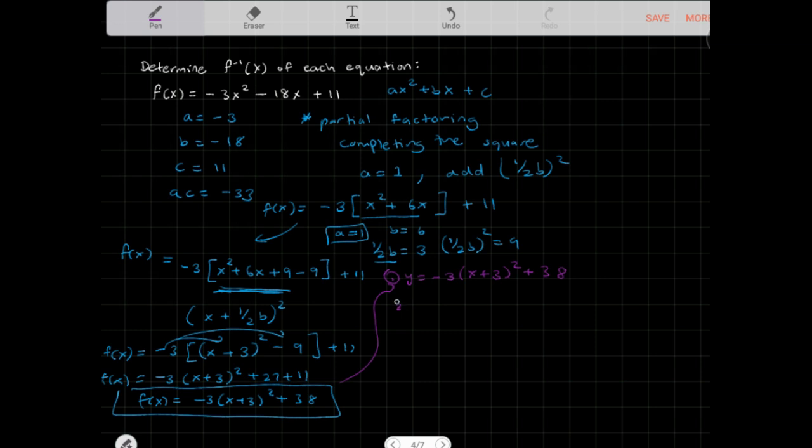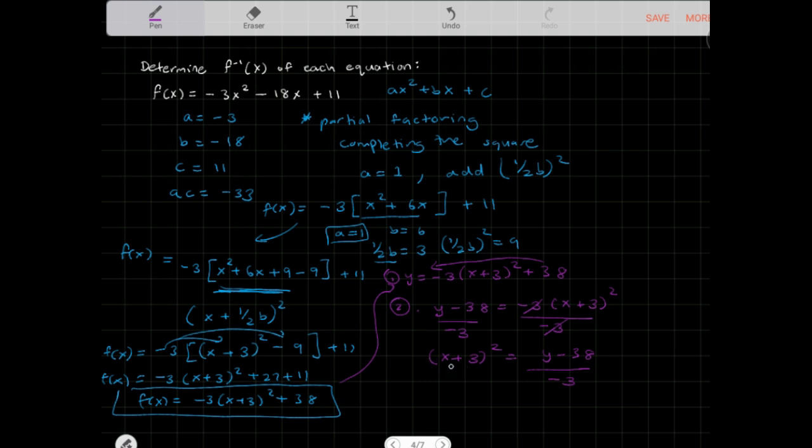Then I want to isolate for x. So I'm going to move the 38 to the other side. So you get y minus 38 is equal to negative 3 times x plus 3 squared. And then I'm going to divide by negative 3 to both sides. So this and this cancel out, and you get x plus 3 squared is equal to y minus 38 over negative 3.